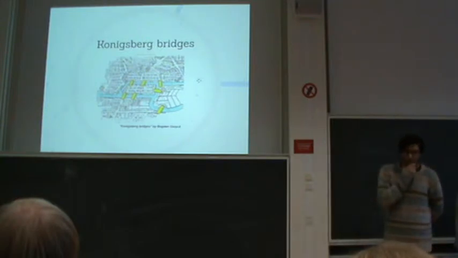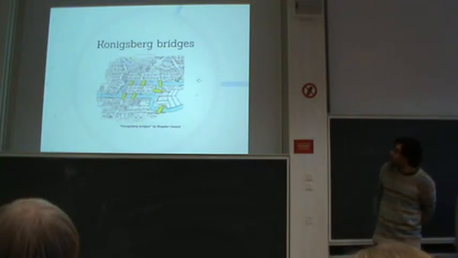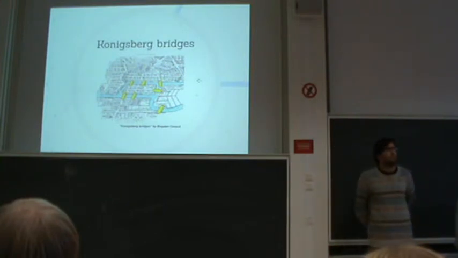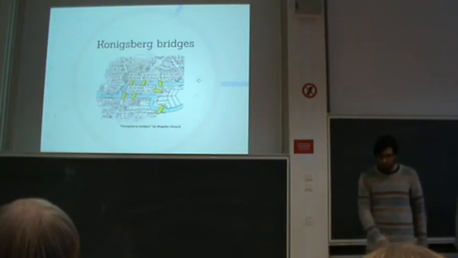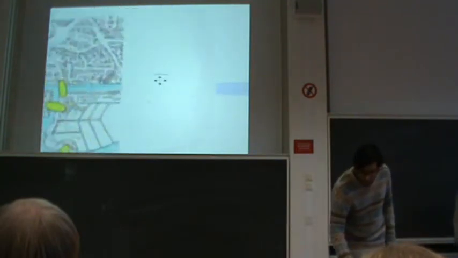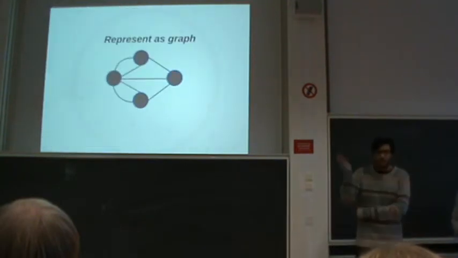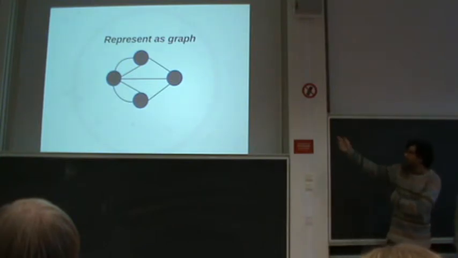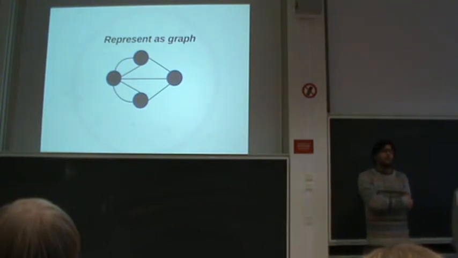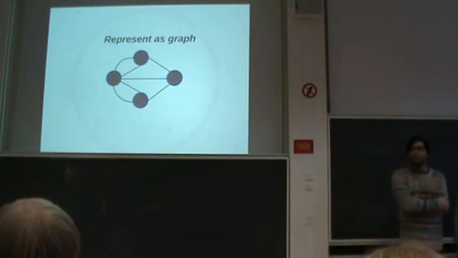So what Euler realized is that the paths in the land masses are not important, only the sequence in which you cross the bridges. So he formulated the problem as a graph, or a network. And as you see, we have these nodes representing the land masses of Königsberg, and the edges representing the bridges connecting the land masses.